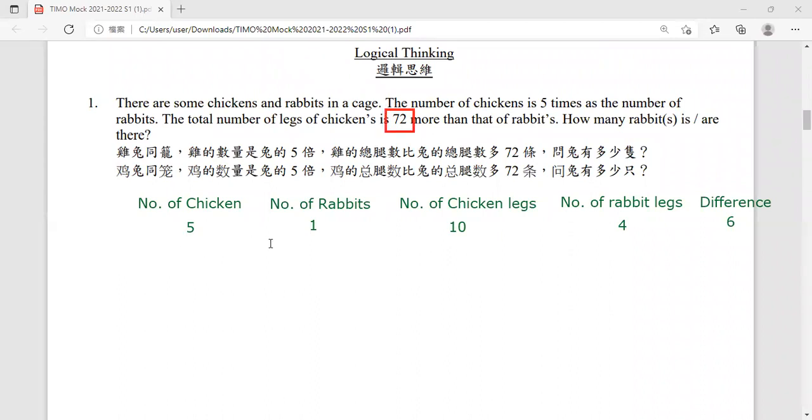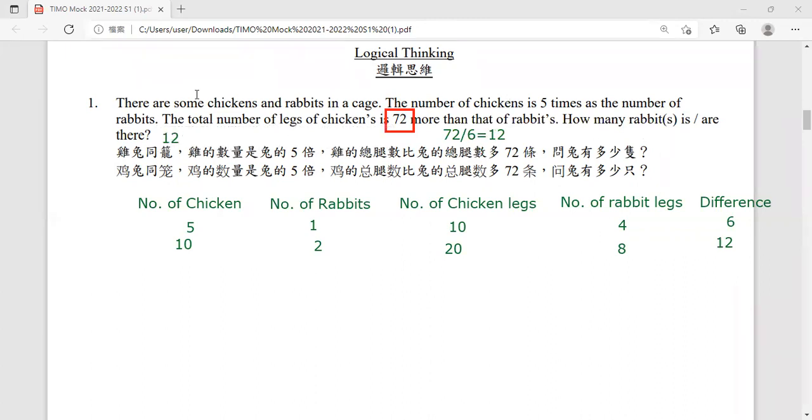Next one. I have 2 rabbits, then there are 10 chickens. That is 20 legs, and this will be 8. Now the difference is 12. So every time I put 1 set of rabbits and chickens, the difference increases by 6. So I just divide 72 by 6, which is 12. So the number of rabbits is 12.